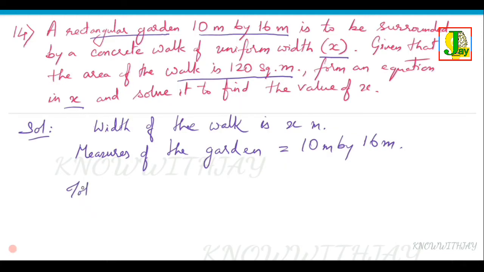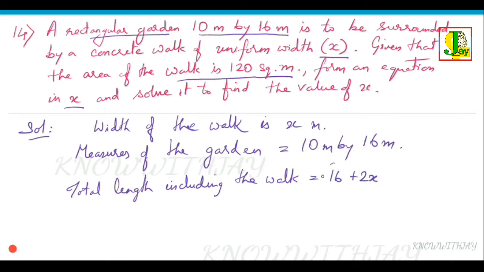So total length including the walk would be 16 plus 2x meters. Similarly, the total breadth including the walk is 10 meter plus 2x, that's 10 plus 2x meters.